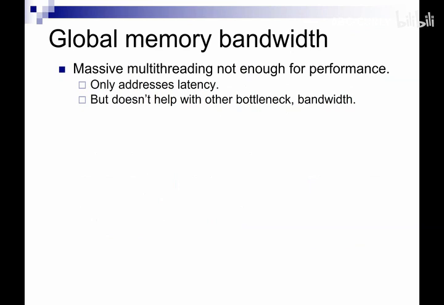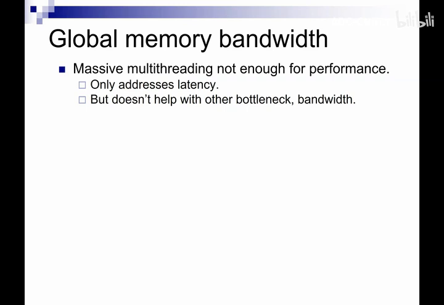Now we've talked about the latency issue, and the way to address high latency is latency hiding using massive multithreading. However, that's not enough, because in addition to a latency bottleneck, we also have a bottleneck in terms of global memory bandwidth. Remember that latency and bandwidth are not the same thing. You could have very low latency, but if you have tiny bandwidth, you're still going to get very poor performance. So now we need to address the fact that the global memory has limited bandwidth.